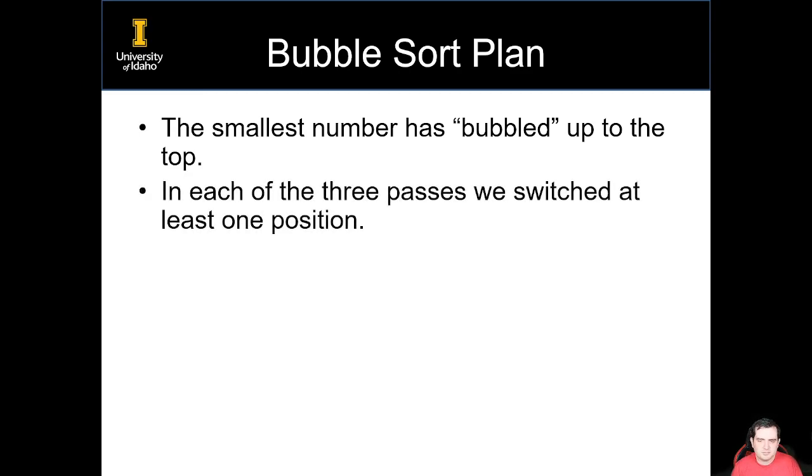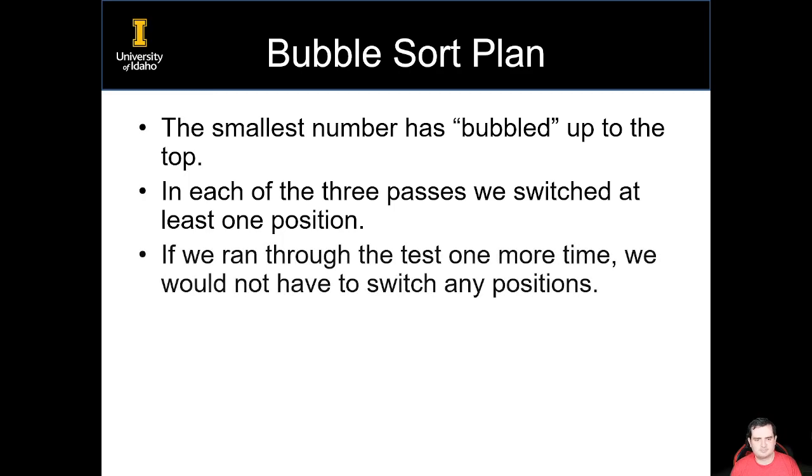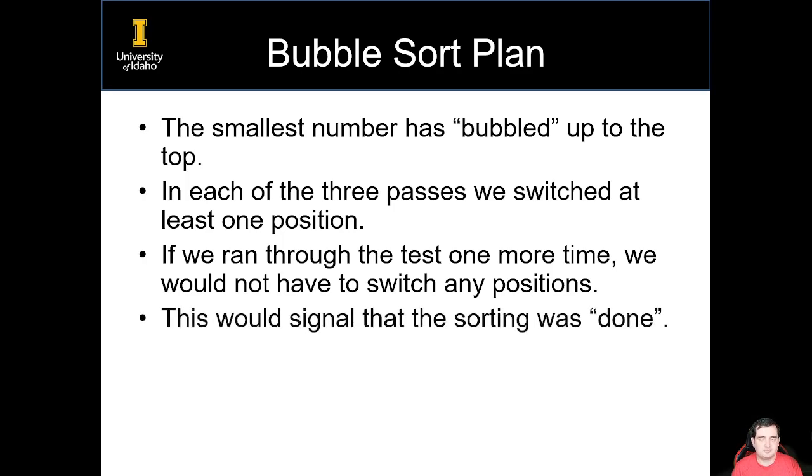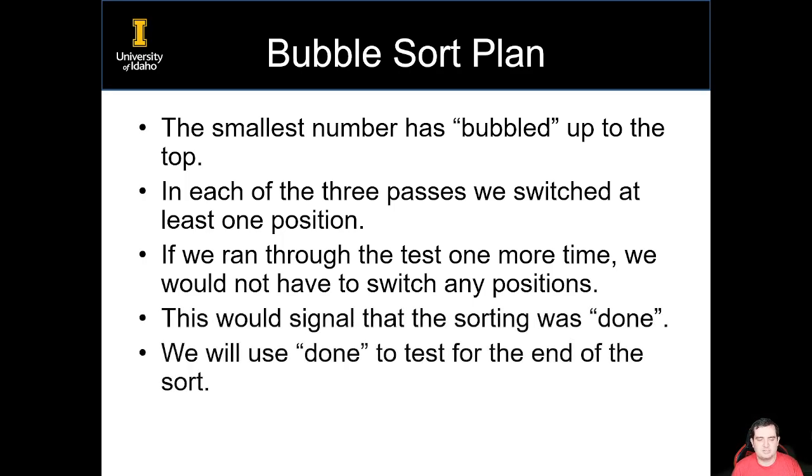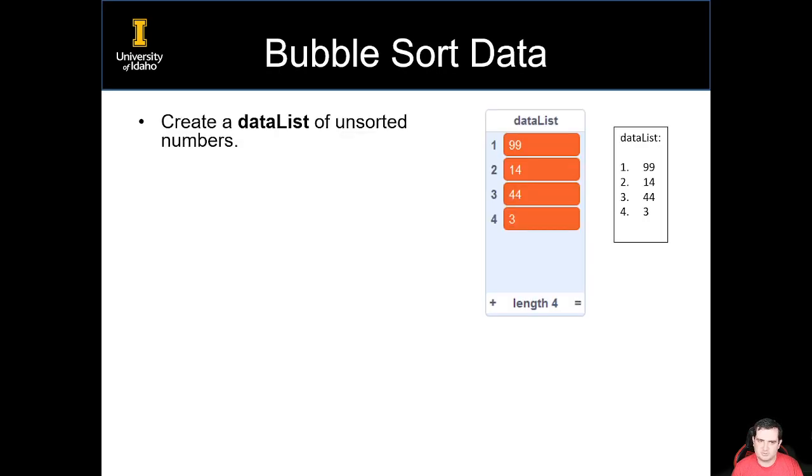And so in each of these passes, we switched at least one position. And it actually is a very important idea whenever we get a little bit farther into this. If we ran through the test one more time, we're not going to have to switch anything. That would indicate that we are done. And we're going to use this done test to test for the end of the sort.